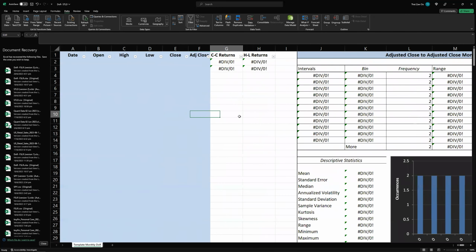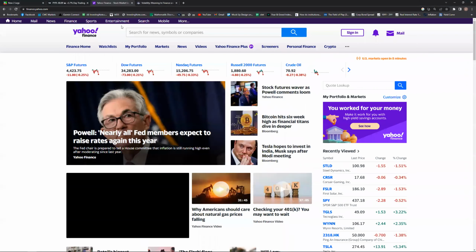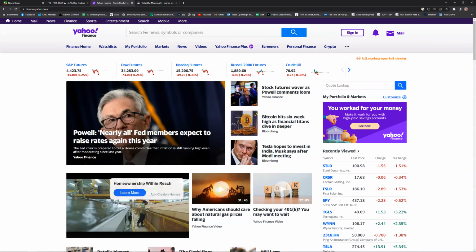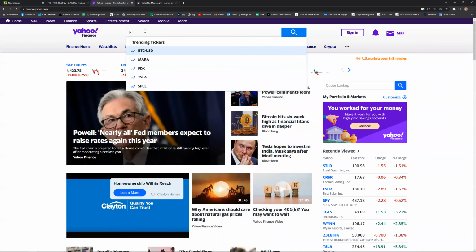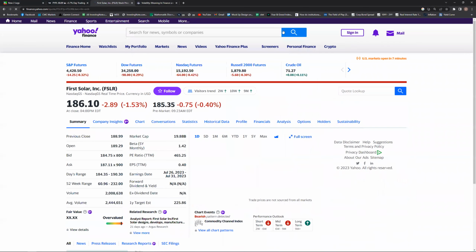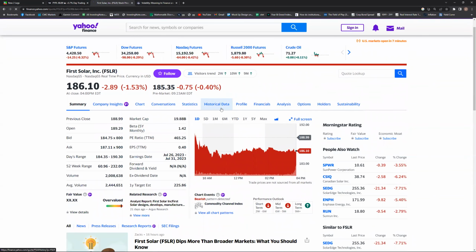Okay, so next, I'm going to use First Solar, since we have a First Solar trade that is a potential trade in the future. Let's use First Solar. The place to get your data is Yahoo Finance. You can get it for free. So just type First Solar, FSLR. Once you have First Solar here already, you go to historical data.